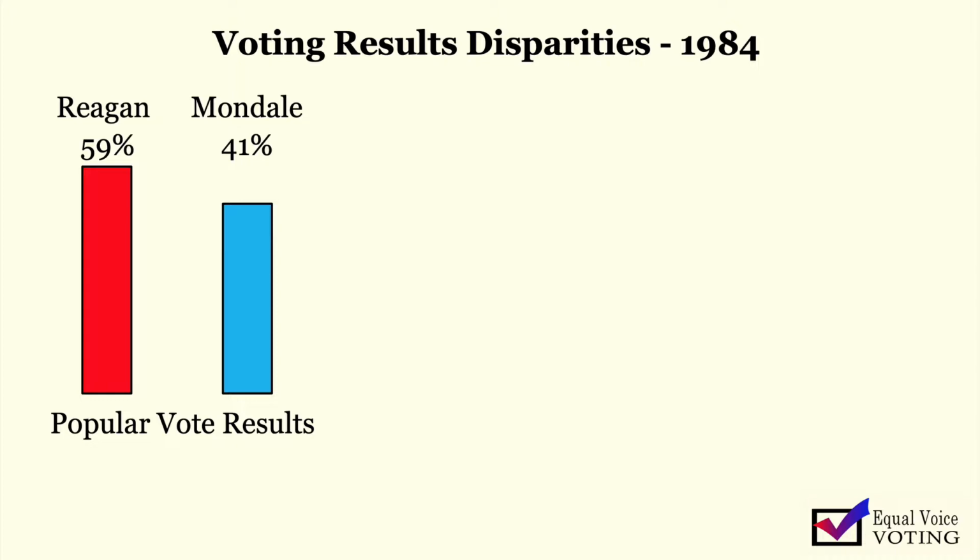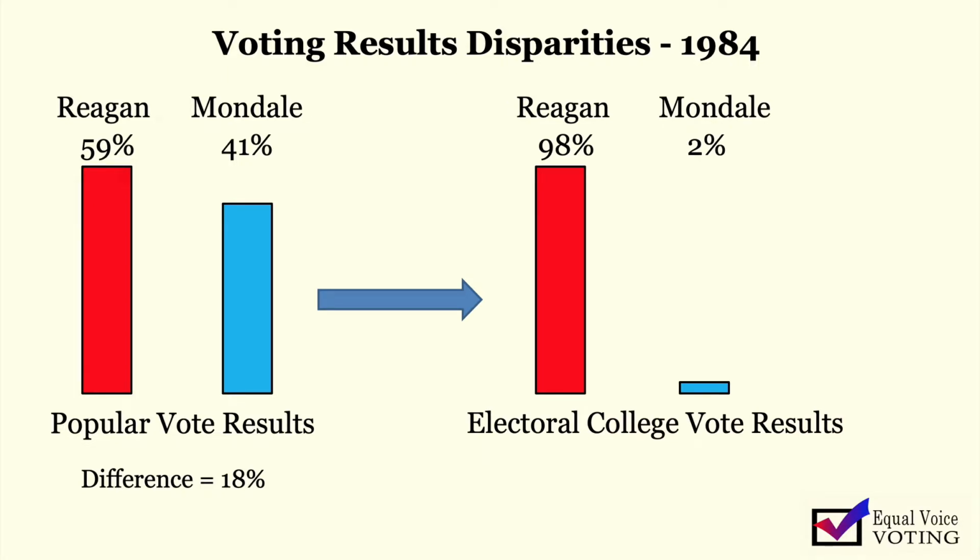Here's the 1984 election. Reagan got 59% of the popular vote. Mondale got 41%. That's a difference of 18%. Again, you might expect the Electoral College results to be similar, but they weren't. Reagan got 98% of the electoral votes. Mondale only got 2%. That's a difference of 96%. This time, there was a 78% voting disparity between these two election results that year.